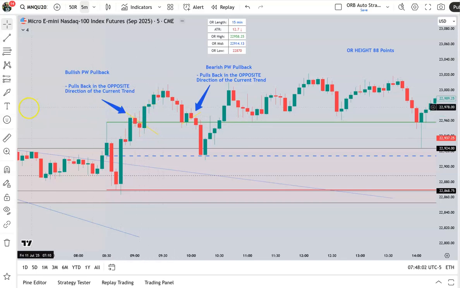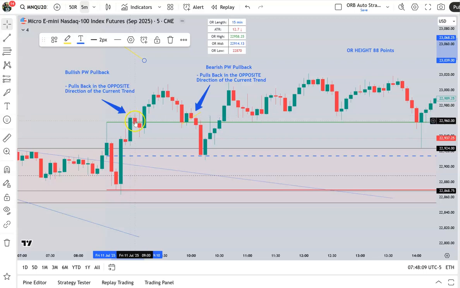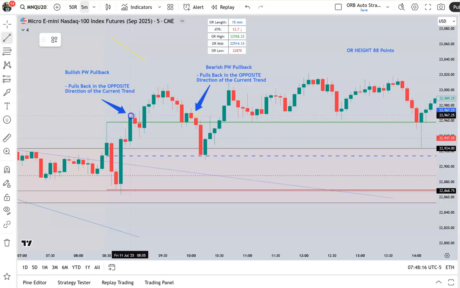And so the way you trade this is, this comes up. Let me just move this out of the way. This comes up and it starts to come down. And so what we do is we start to draw a trend line, now that we've established that it's pulling back in the opposite direction. And you don't want typically just one candle to pull back. You want 2 or more to establish this PW.